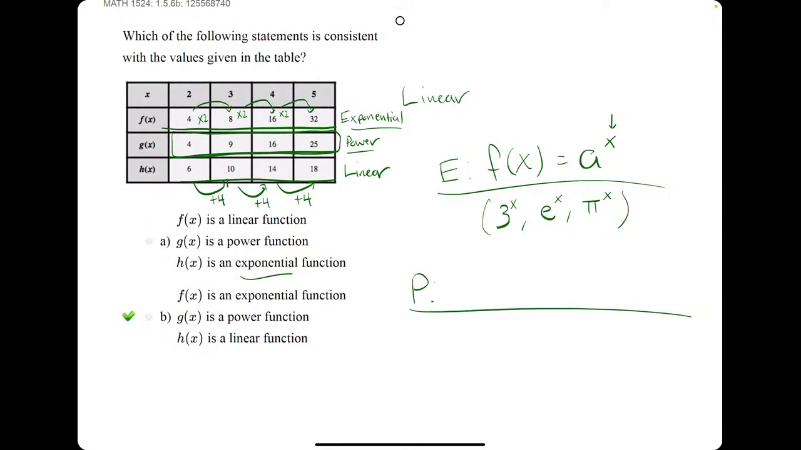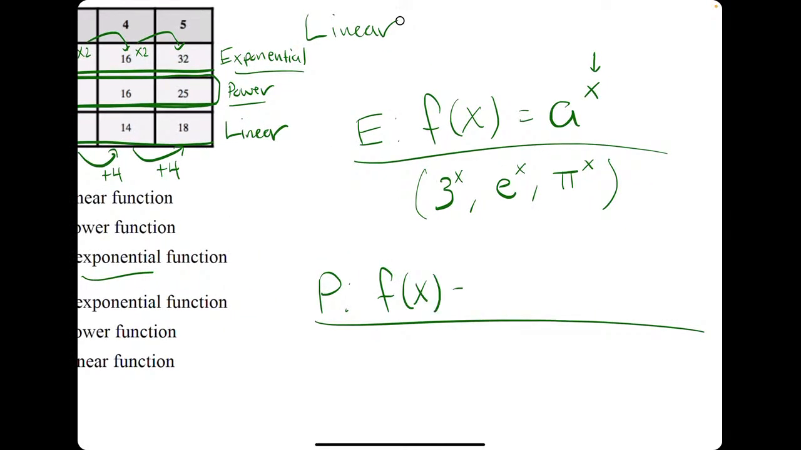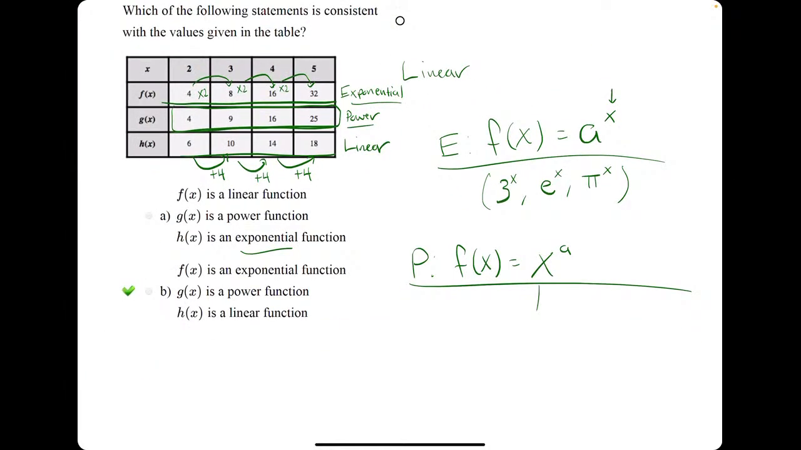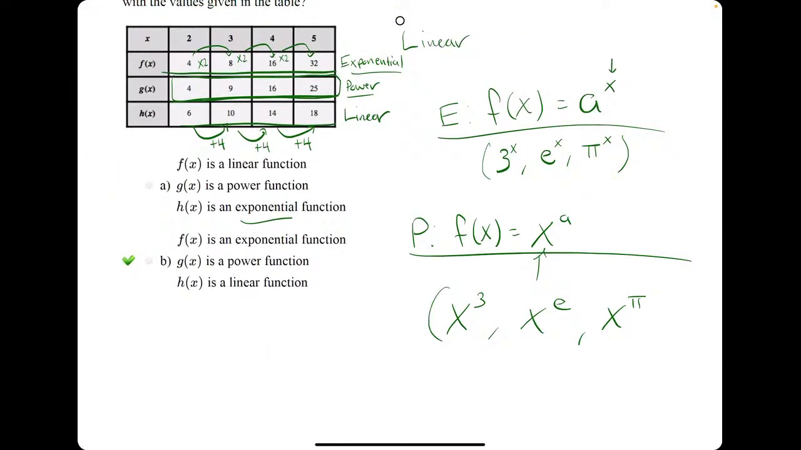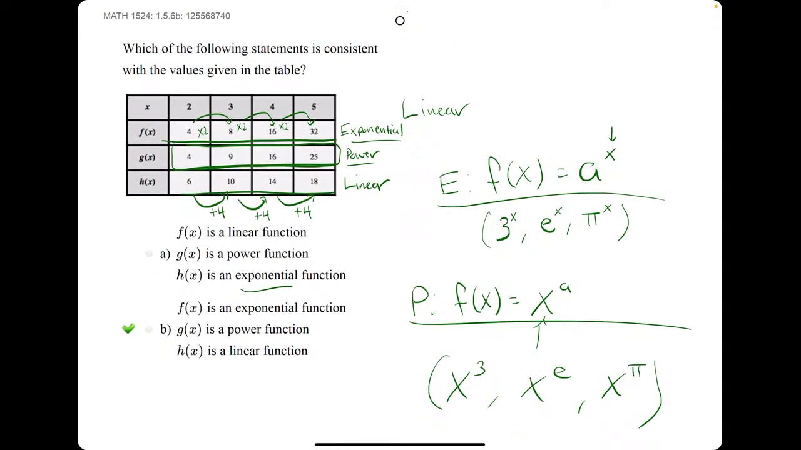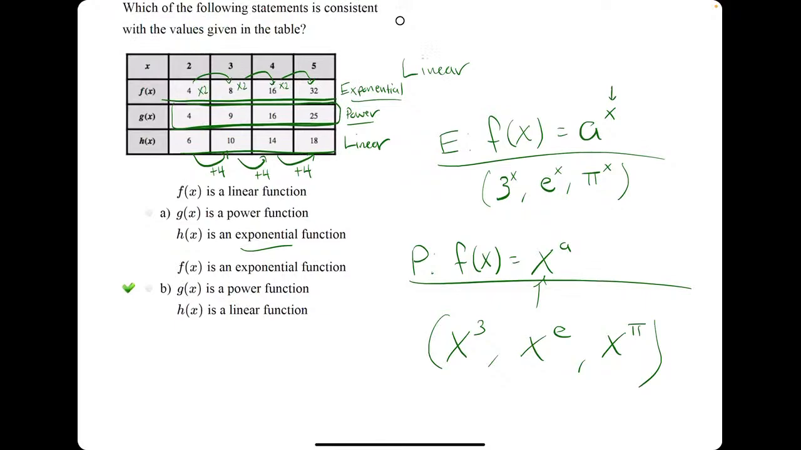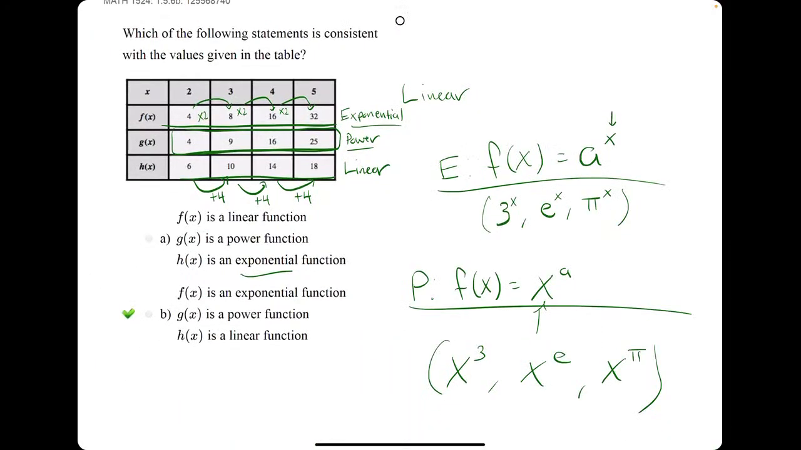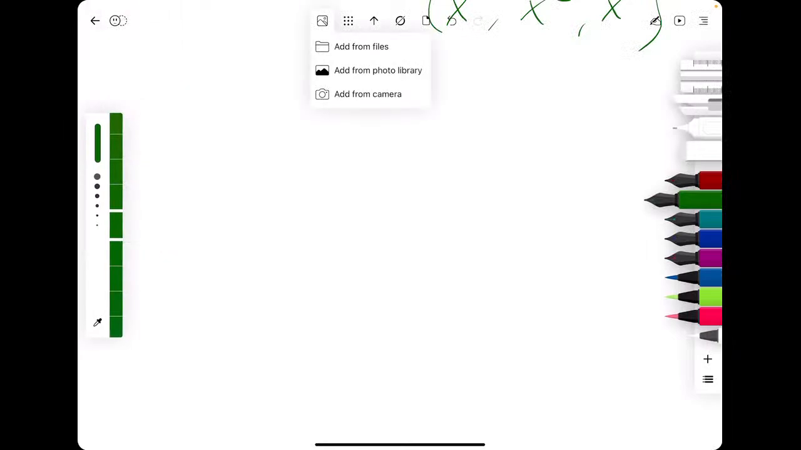A power function would be anything of the form f of x equals x to the a. So in power functions, x is the base. X to the third, x to the e, x to the pi. These are all power functions because their base is x. Hopefully that's some insight into this, which comes up in other versions of problems in quiz 2. And then hopefully this chart method helped you figure out this one with the chart.